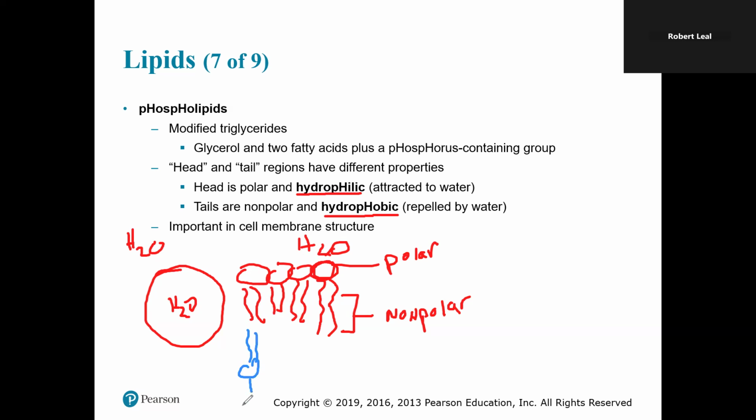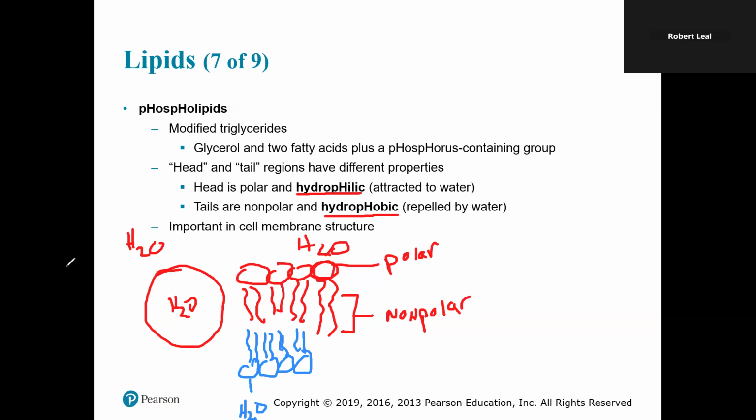See, the phosphate here is facing the water environment inside the cell. So that means the tails, which don't like water, don't have to be exposed to water because they're facing the other layer, which is oriented in the opposite direction. So again, a phospholipid is a unique type of lipid where the phosphate is polar and the tails, the fatty acids, are nonpolar.